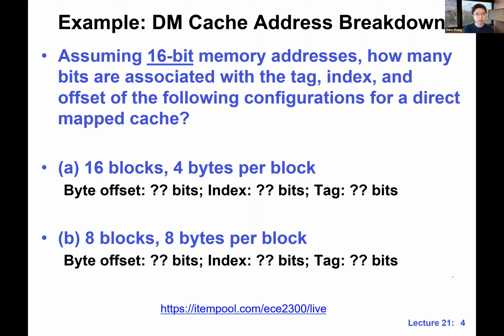We have a direct map cache. This is a full 16-bit memory address. We have two configurations. For the first configuration, we have a 16-block cache, where we have 4 bytes per block. That's the block size. You are supposed to tell me how many bits we have for byte offset, how many bits for index, and how many bits for tag. And the same thing for the second configuration.